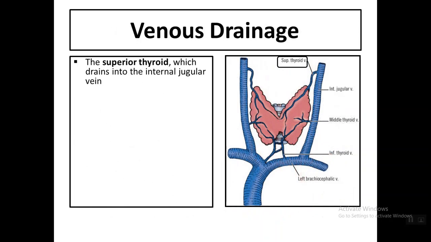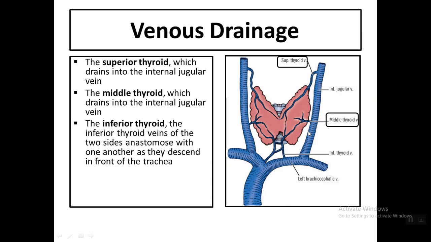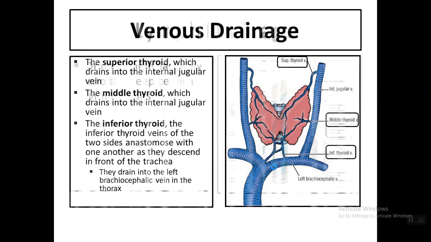Now we come to the venous drainage. We have three veins: the superior thyroid vein, which drains into the internal jugular vein, the middle thyroid vein, which also drains into the internal jugular vein, and the inferior thyroid vein. We have two inferior thyroid veins. The inferior thyroid veins of the two sides will anastomose and unite with one another as they descend in front of the trachea, and they will drain at the end into the left brachiocephalic vein.